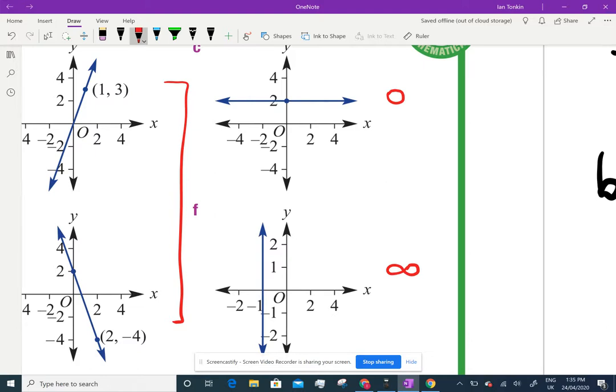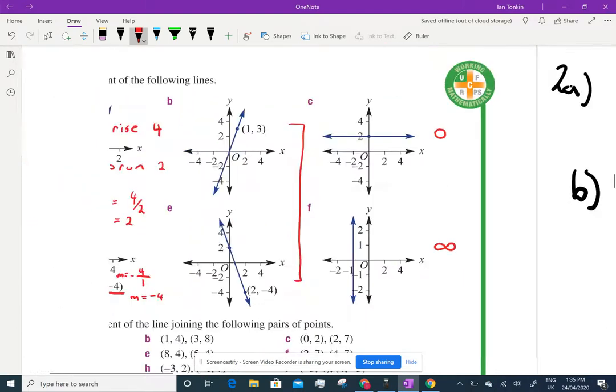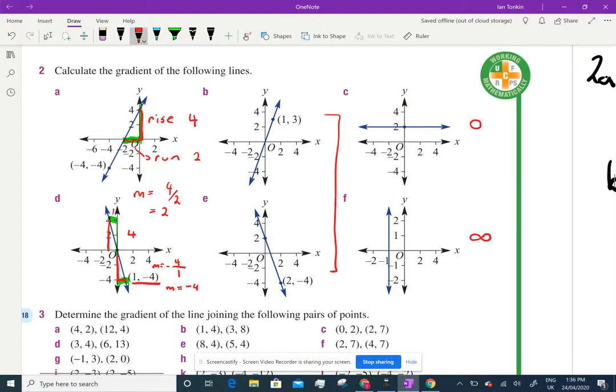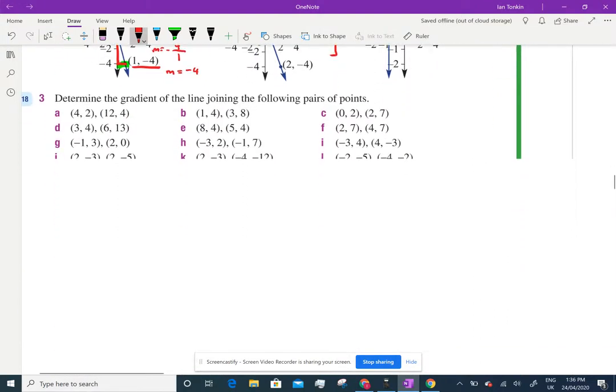All right, let's move on. So you have a go at 2B and E. We're skipping through. We're going to come back to that.